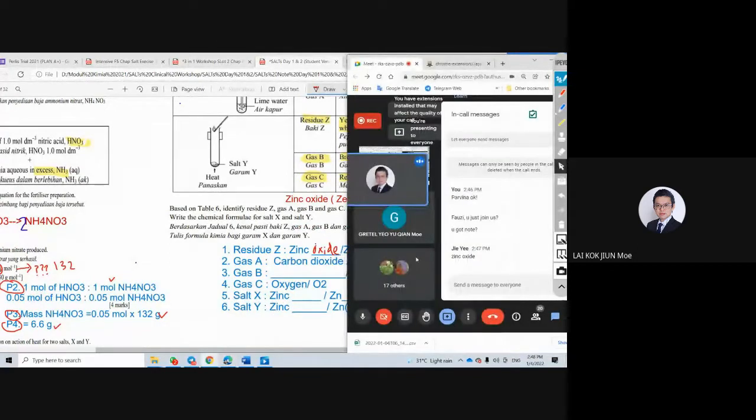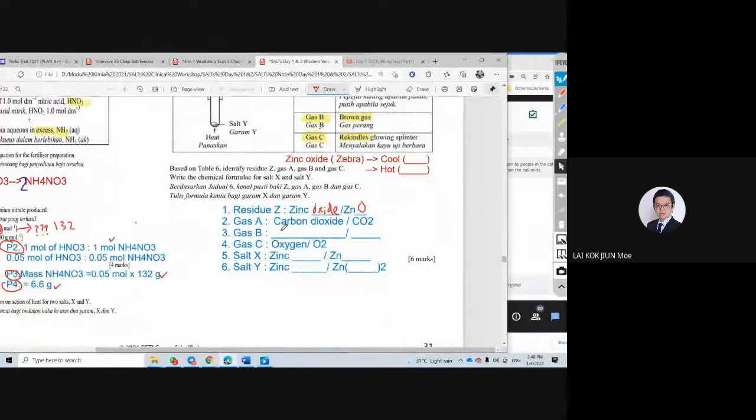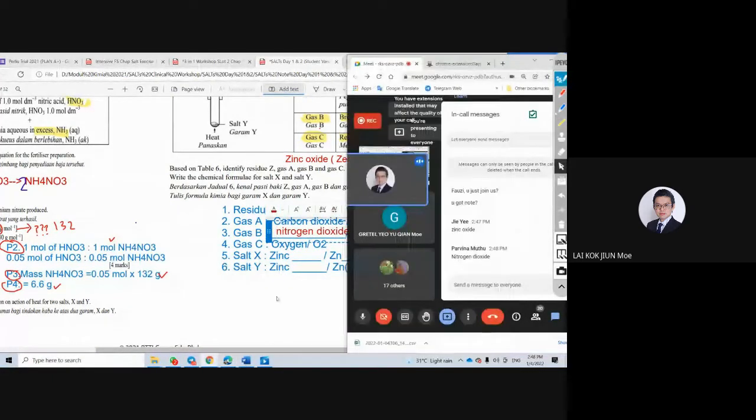Gas B, gas B is a brown gas. So the brown gas is nitrogen dioxide. Okay. Or you can say it's NO2. Okay, they say identify, that means both also can. You can give formula, no problem. You can give name also can.